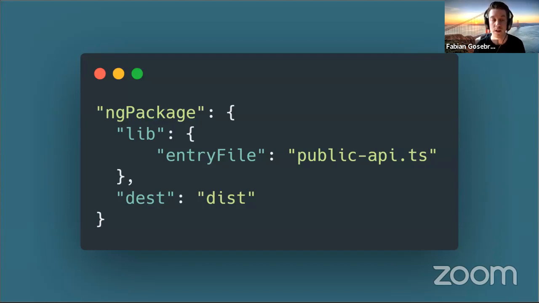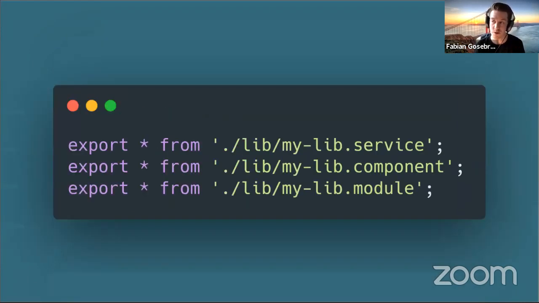What you point to with your library is an entry file, which is public-api.ts. And of course, you have to give it a destination where to put the Angular package format when it compiles, just where it spits out the files on your local file system, right? And then the public-api.ts is basically the entry point to your Angular library. So what you export from there can be imported in your app. And when you start with a library and let the Angular CLI generate it, this service, component and module just get exported by default.